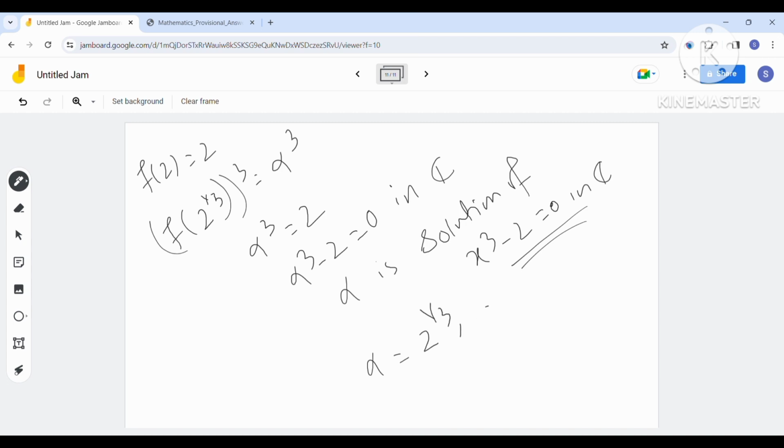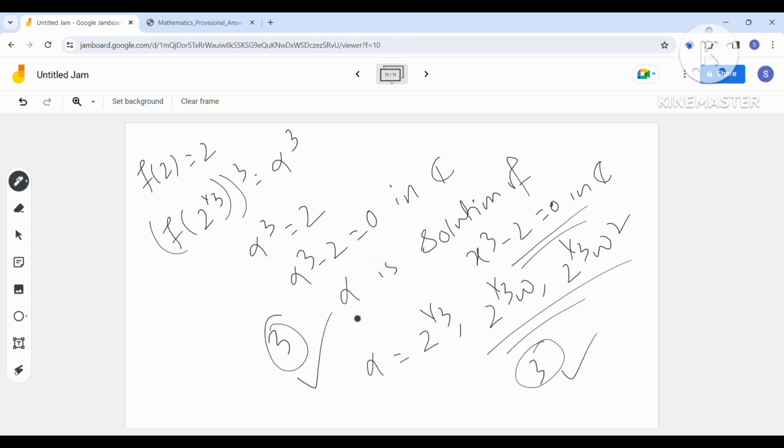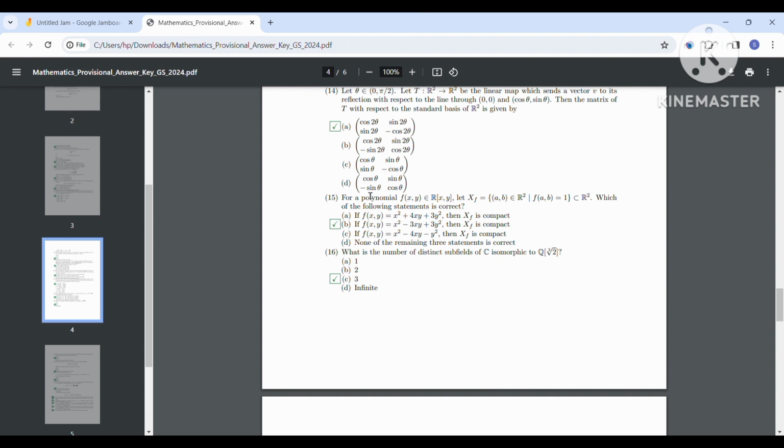That means alpha is 2^(1/3), 2^(1/3)·omega, or 2^(1/3)·omega squared. Then the choice of alpha is exactly 3. And a field isomorphism is completely determined by where I am sending 2^(1/3). So I can send 2^(1/3) to 2^(1/3), or 2^(1/3)·omega, or 2^(1/3)·omega squared. So that's why exactly 3 field isomorphisms exist, and that's why only 3 subfields are there that are isomorphic to this. Okay, it is also an easy one.